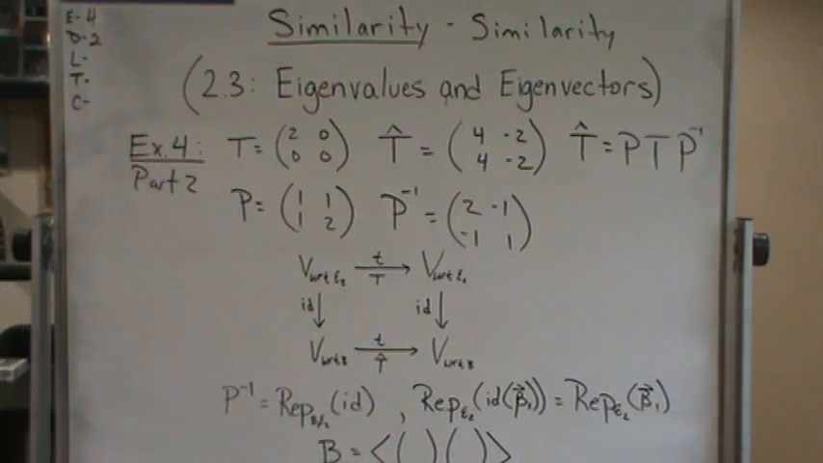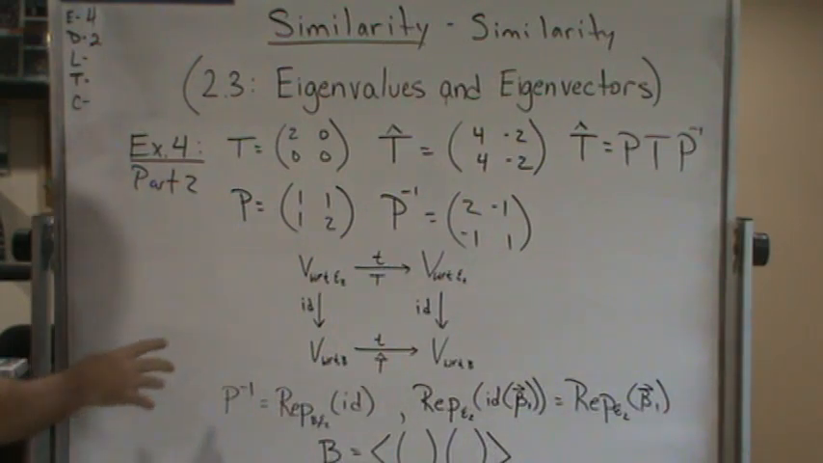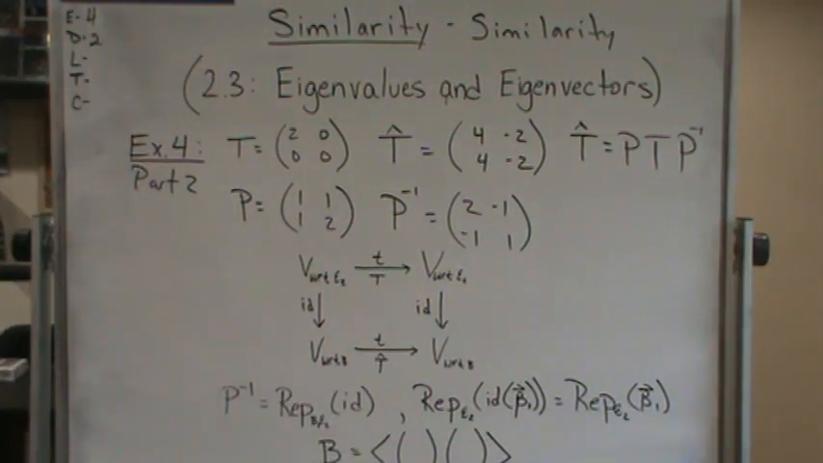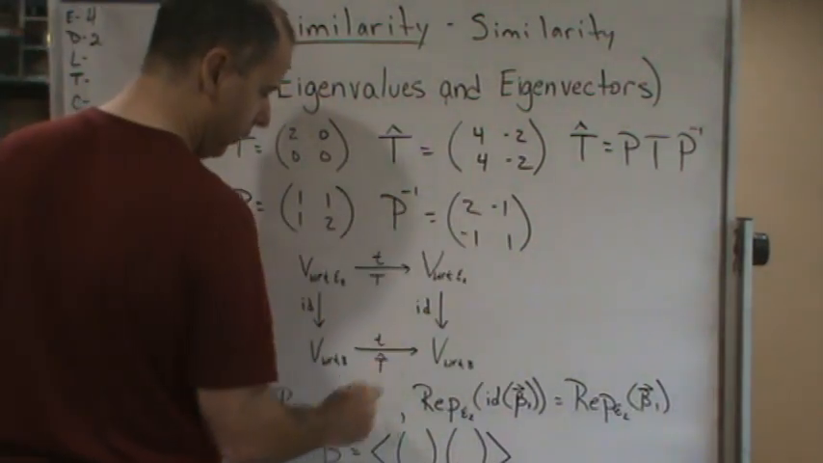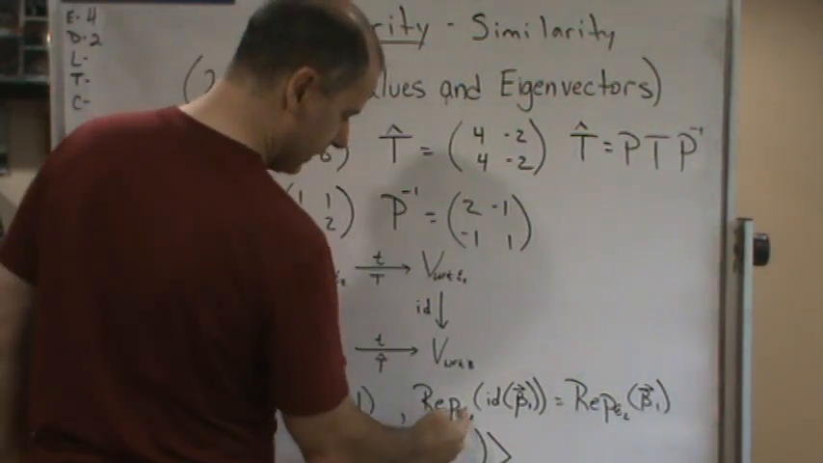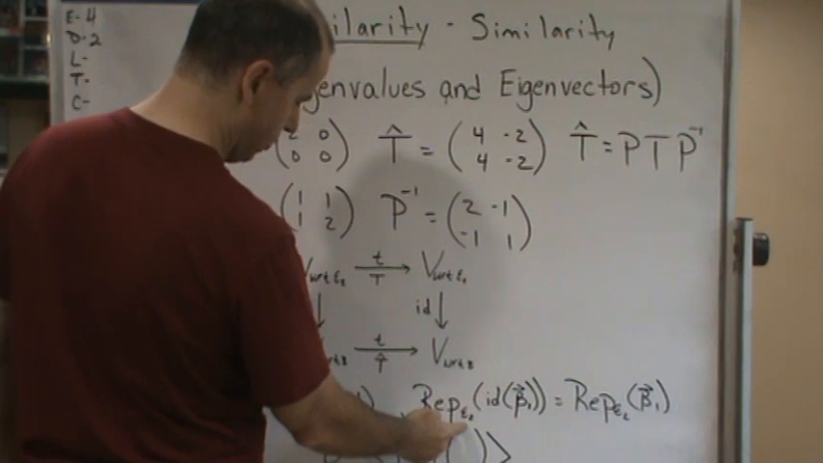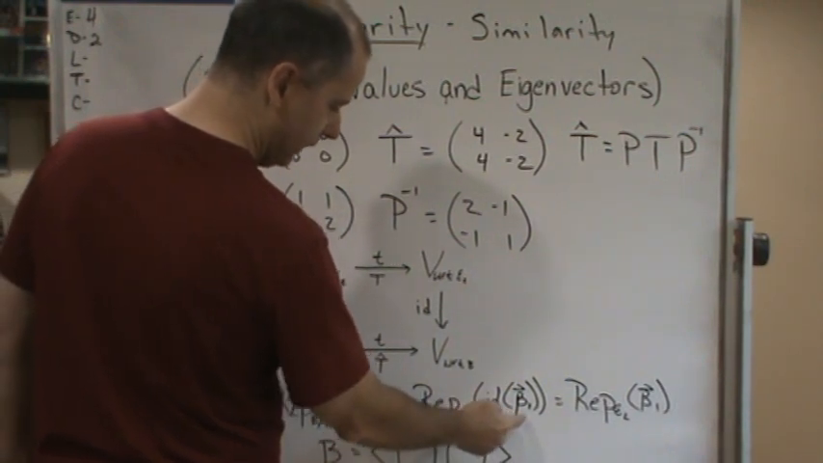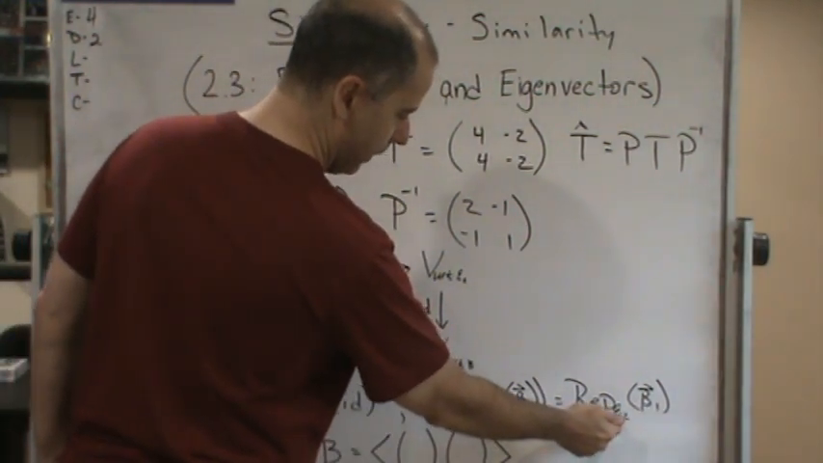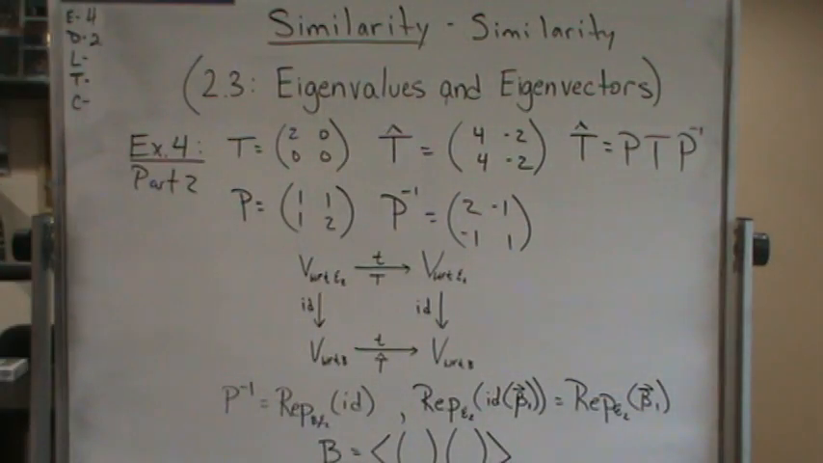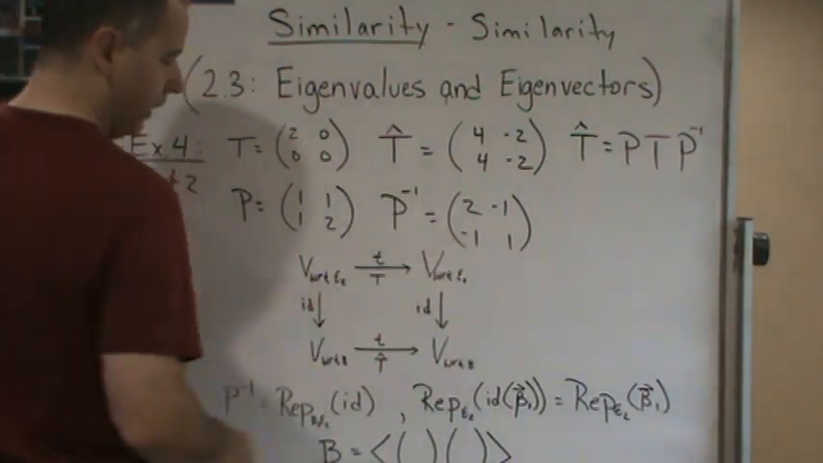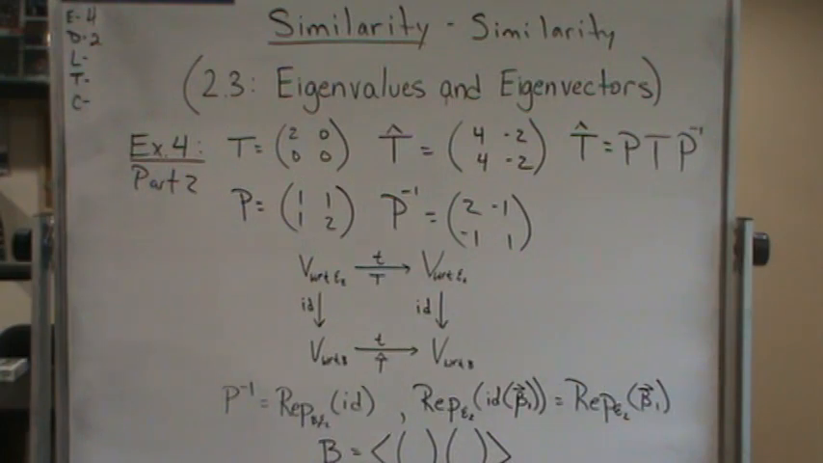And that tells us that, given that this inverse is this, the first column of this matrix, by the definition, is going to give us this: the representation with respect to epsilon 2 of the identity of beta 1, which is just the representation with respect to epsilon 2 of beta 1. And that's the first column, 2, negative 1.